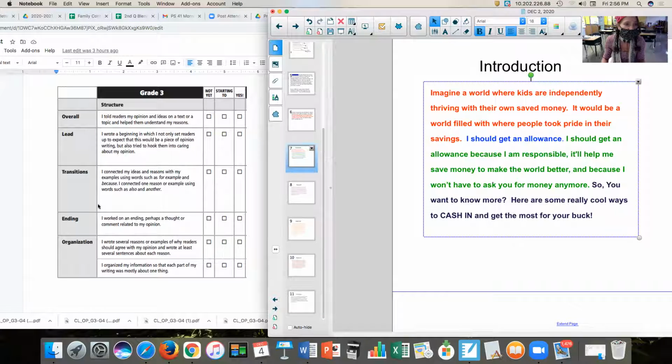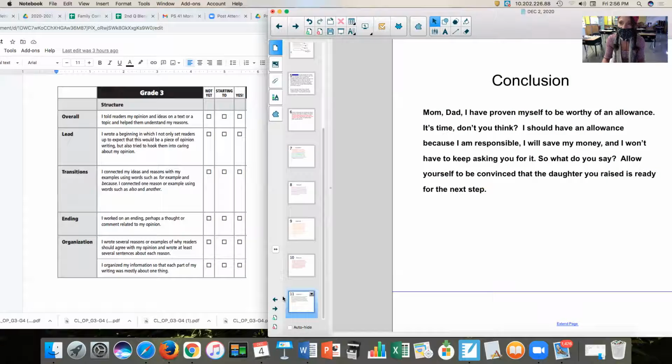All right. Then you have your ending. I'm going to go to my conclusion. That's your conclusion. All right. In my ending, it says, I worked on an ending, perhaps a thought or a comment related to my opinion. This should be a conclusion that has something to do with your opinion. If you did that, you can give yourself a yes.